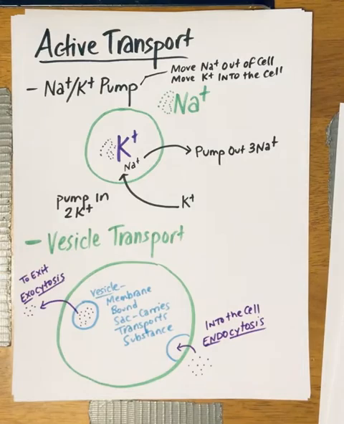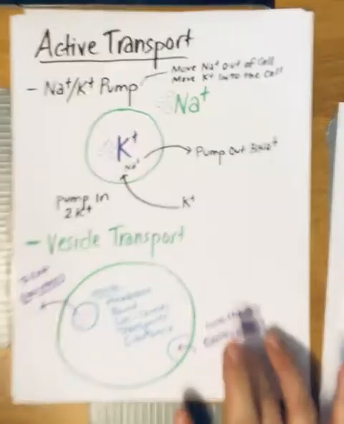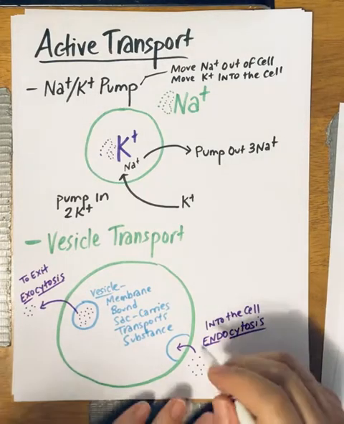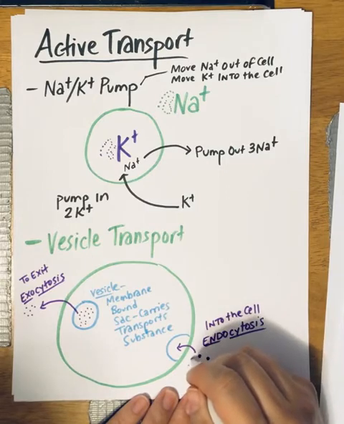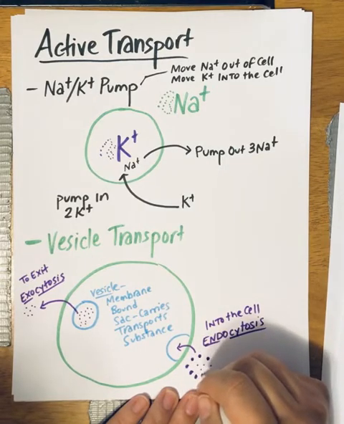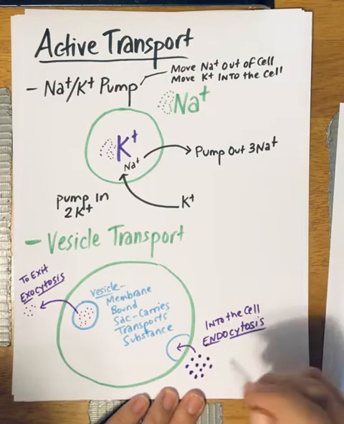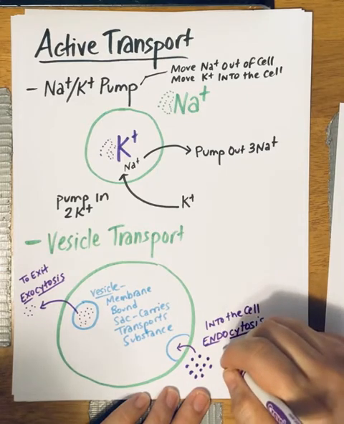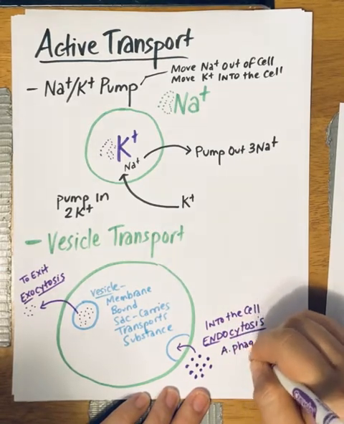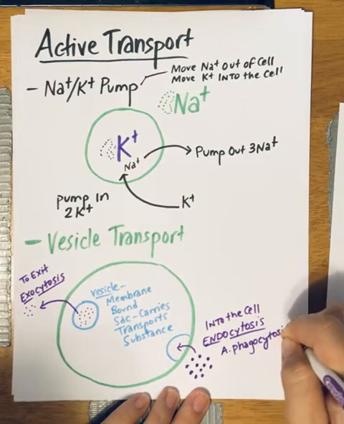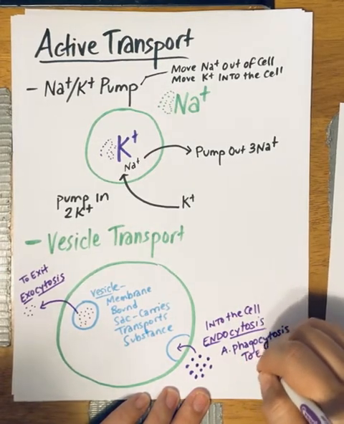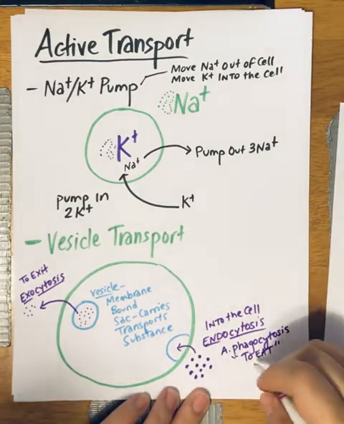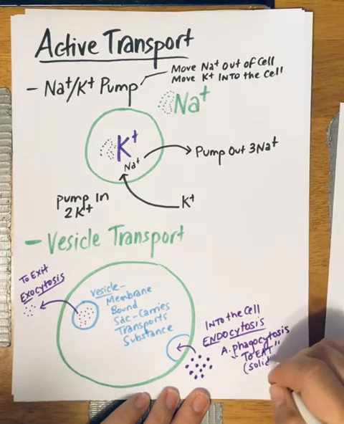So, we're going to talk about vesicle transport. The first type we're going to talk about is endocytosis. Now, the molecules that you bring in, if they're solid, so this is food, that would be phagocytosis. It's going into the cell. Phagocytosis literally means the cell is eating, to eat. So that's literally what phagocytosis means. So this is bringing solid substances into the cell.